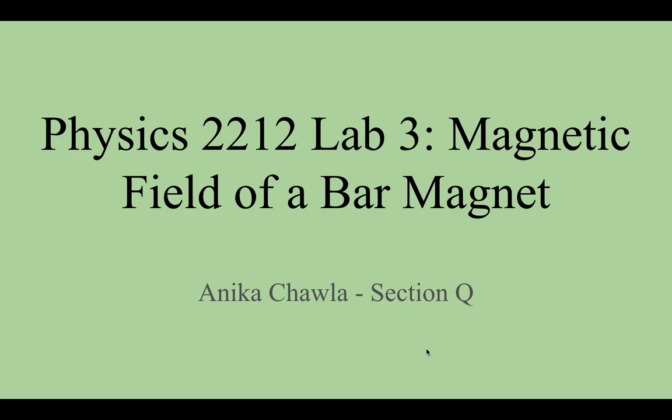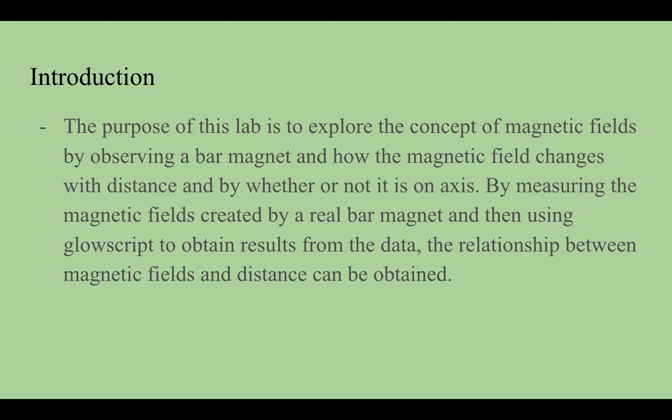Lab 3 on magnetic fields of a bar magnet. So the purpose of this lab is to explore the concept of magnetic fields by observing a bar magnet and how the magnetic field changes with distance and by whether or not it is on axis. By measuring the magnetic fields created by a real bar magnet and then using GlowScript to obtain results from the data, the relationship between magnetic fields and distance can be obtained.